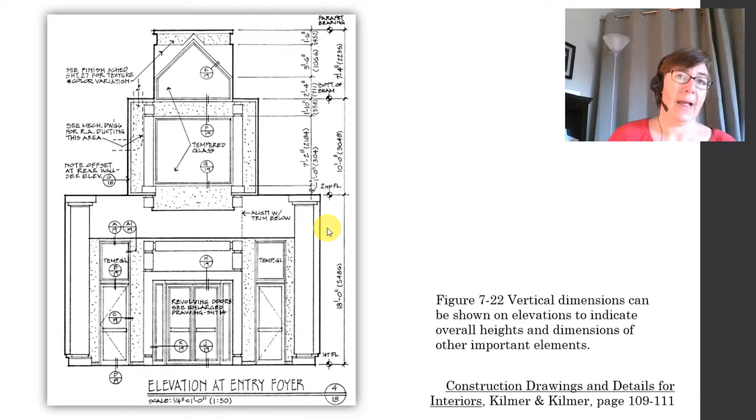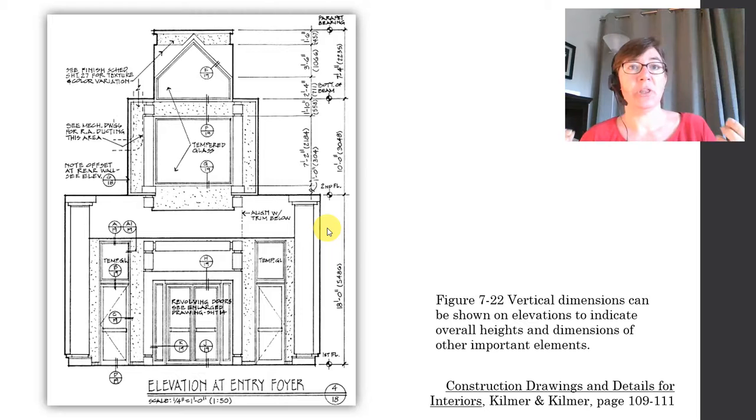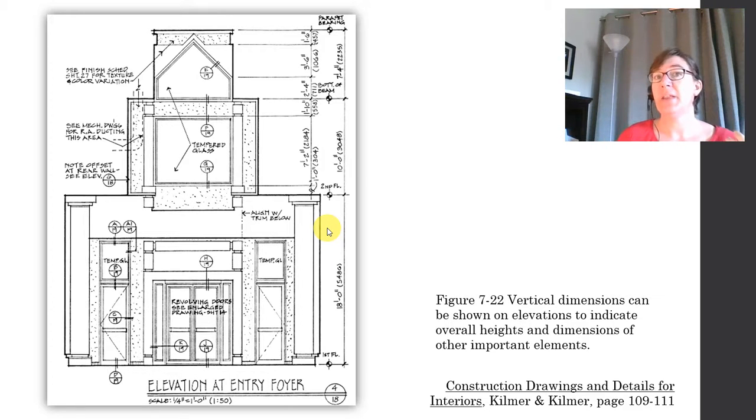Why is it bad practice? Well, remember that if you've got a dimension showing the exact same dimension in two different locations in your set and you change something, and you only change it in one place but not another, suddenly you've got a conflict within your set. And so therefore it's best practice to only call out dimensions in one location on your set.